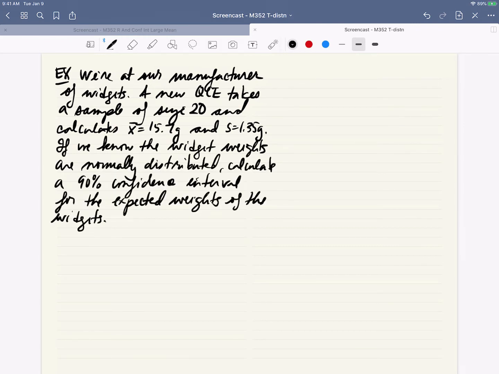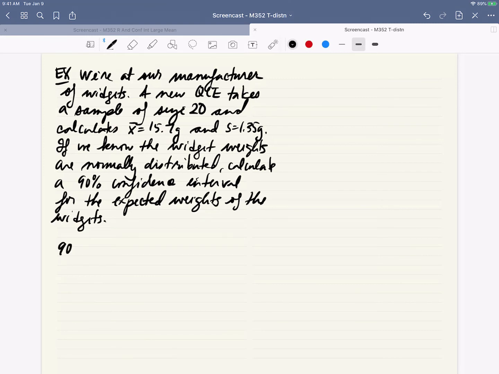Okay, so let's use this and do an example. We're back at our manufacturer of widgets. A new quality control engineer takes a sample of size 20 and calculates its average weight to be 15.7 grams and its standard deviation to be 1.35 grams. If we know that the widget weights are normally distributed and don't have any outliers, let's calculate a 90% confidence interval for the expected weight of a widget.